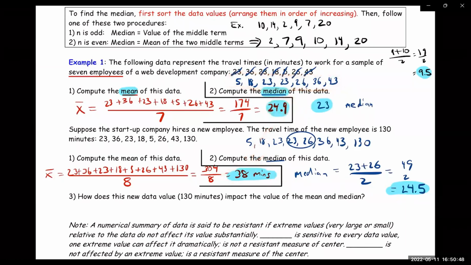So I'm just going to say it impacts the mean greatly.